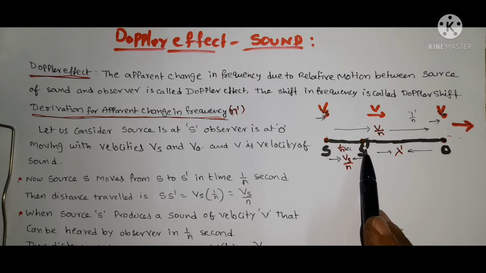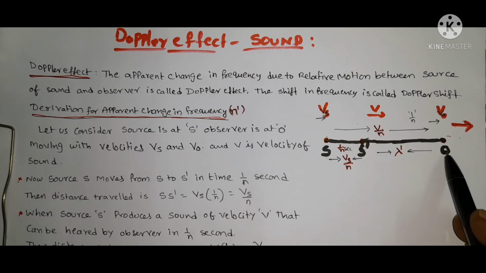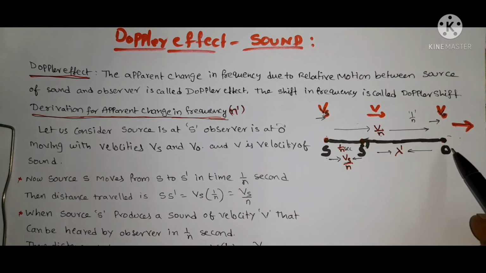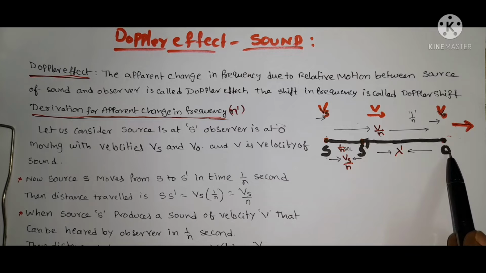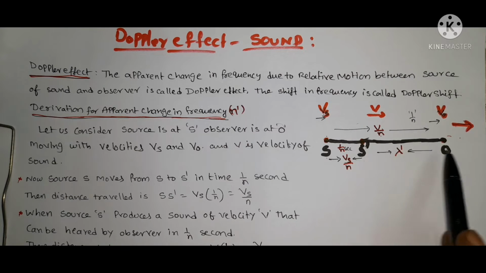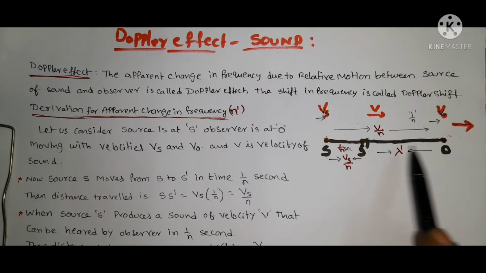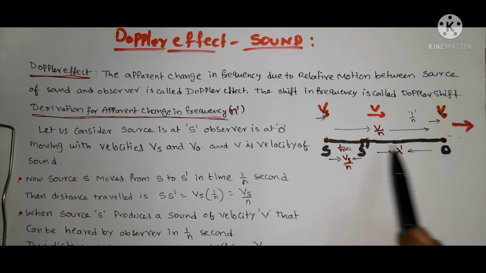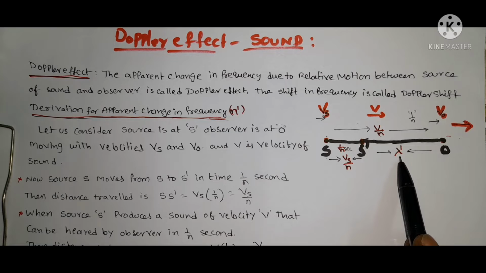Now the present source is at S dash, the observer is at O only, because it is moving very slowly. Here I am considering the position to be not changed. Let us say any small change is negligible. That means the present position of the observer is at O, the source is at S dash. This distance you can call the apparent wavelength, represented by the symbol lambda dash.